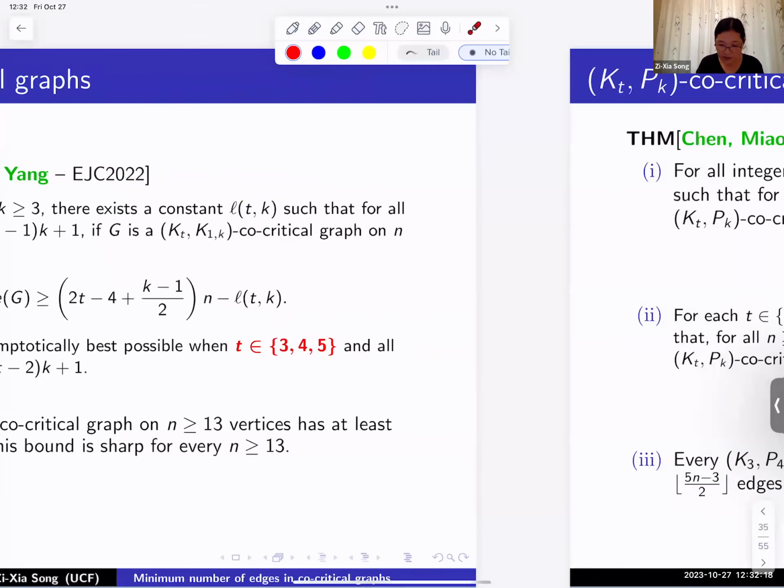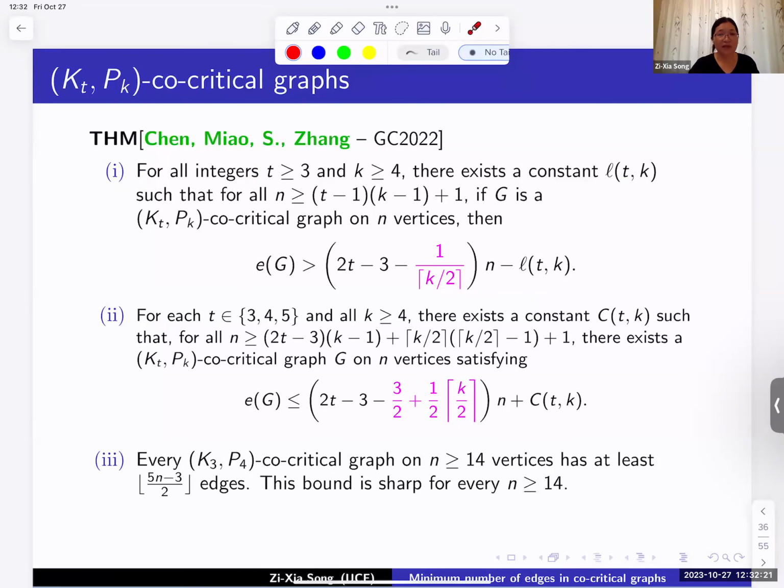So that's for stars. Now I also want to find everything for paths. If the first one is a complete graph, I want to do paths. Paths turn out to be the most challenging one here. Our lower and upper bounds have a big gap between them. I cannot make them agree. But for P4, we did solve it, because of the K3-saturated graph we found with minimum degree 2.